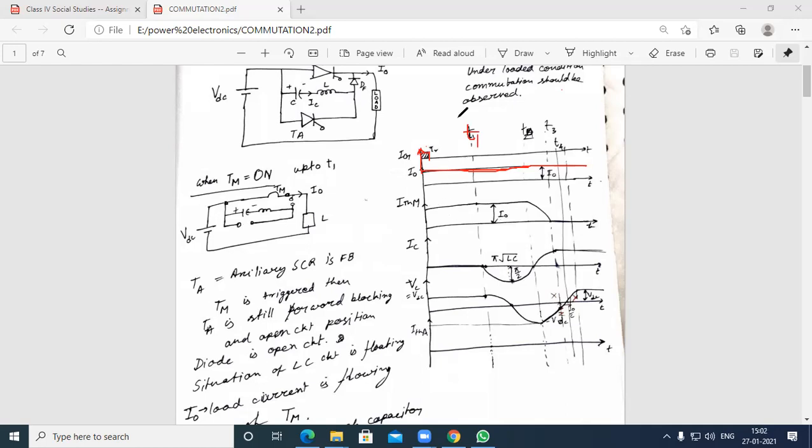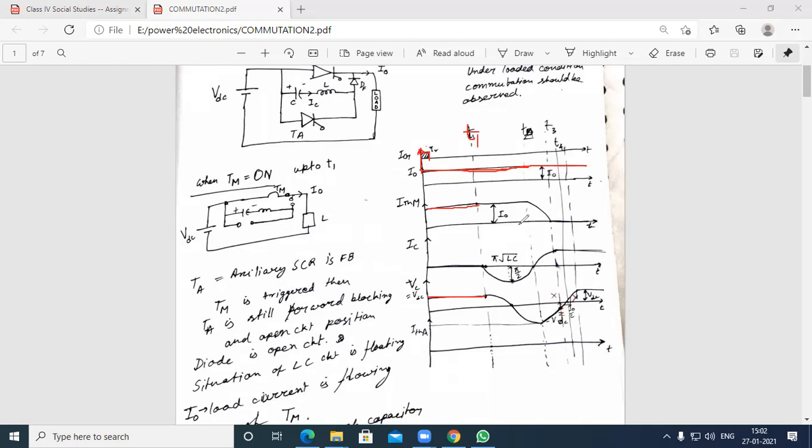And so this is the main thyristor current. It will pass similarly to the load current. The capacitor current we have to find, that is IC. No current will be there since it is in a floating position, but voltage will be there. So this is voltage VDC up to T1. We are considering it up to T1.